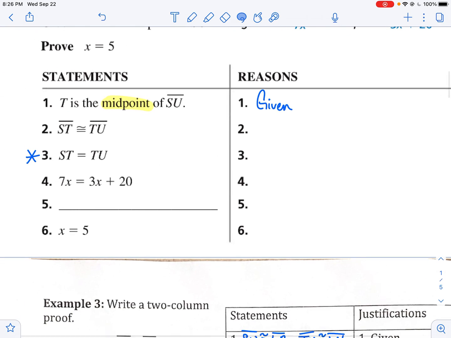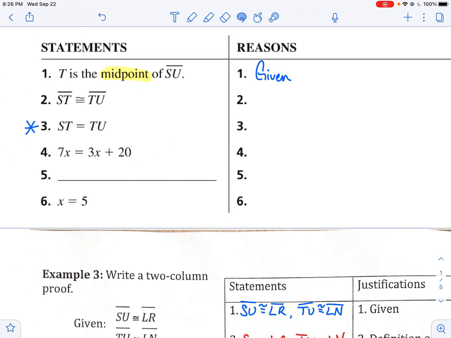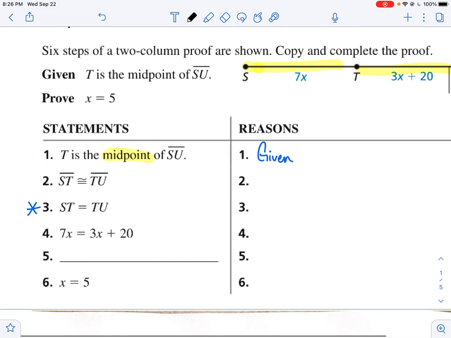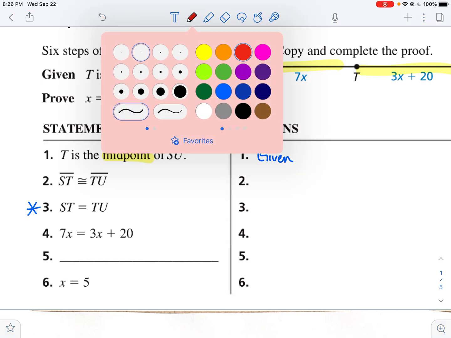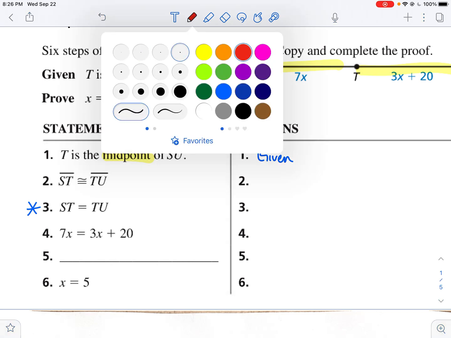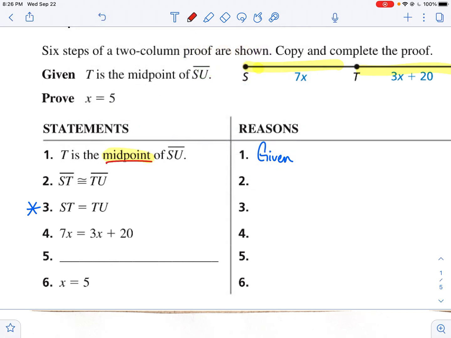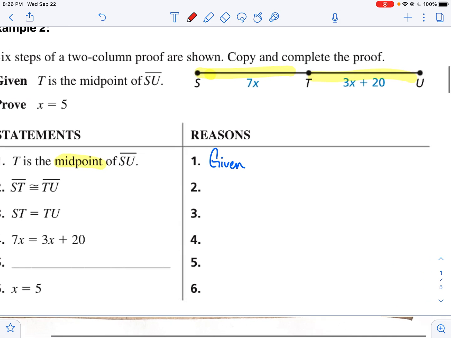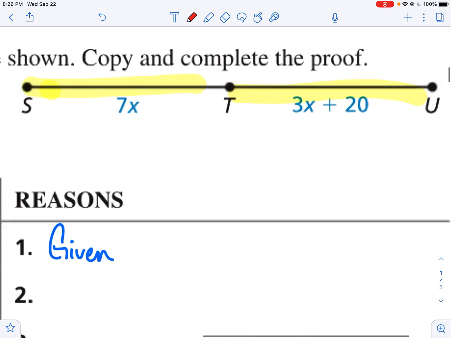So we start with the givens. Then ST is congruent to TU. Well, how do we know that ST is congruent to TU? Well, we had our givens. Now we should look for some words we can define. And the midpoint of a segment, we can define that. If T is the midpoint, then what do I know about those two parts?